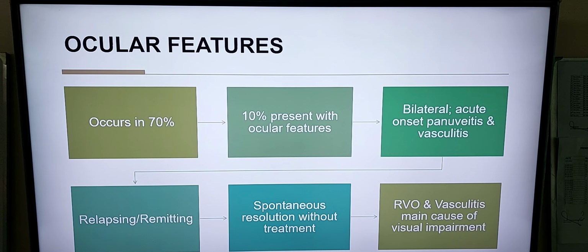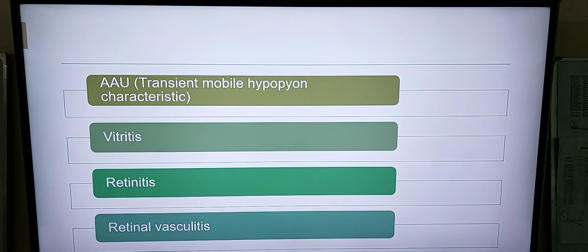And the major cause of visual compromise was retinal vein occlusion and vasculitis in these patients. So acute anterior uveitis, transient mobile hypopyon is characteristic with a relatively white eye. That means that there are no other signs of acute anterior uveitis seen in these patients apart from a mobile hypopyon. Then there is vitritis, which can be severe, obscuring the view of the fundus.